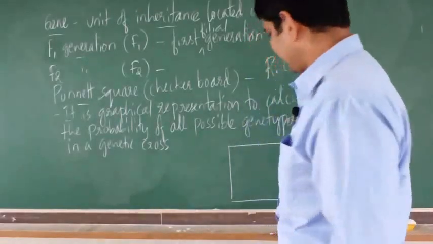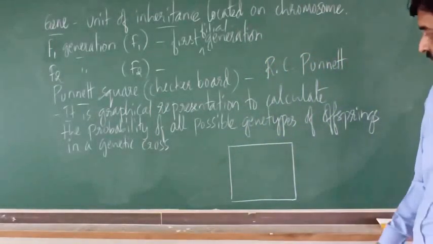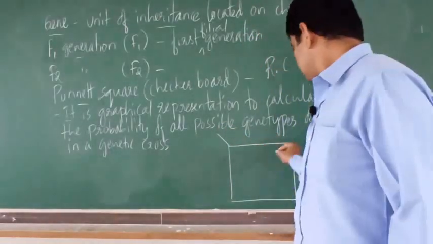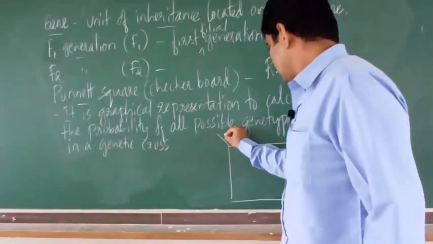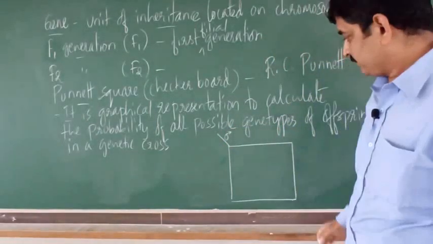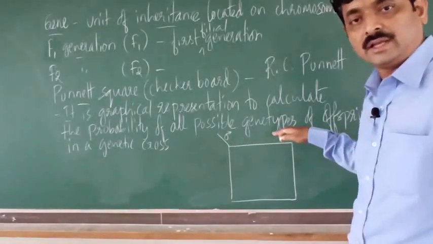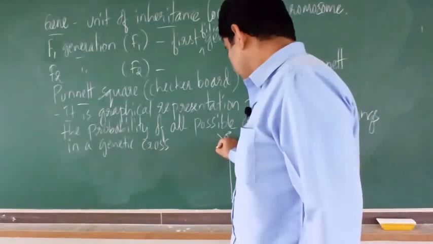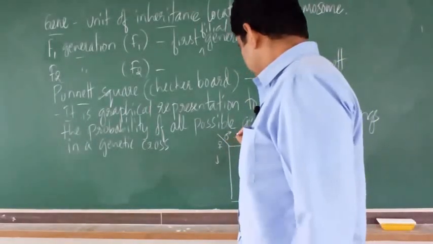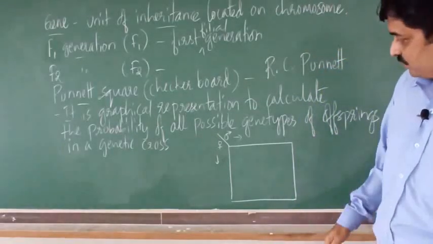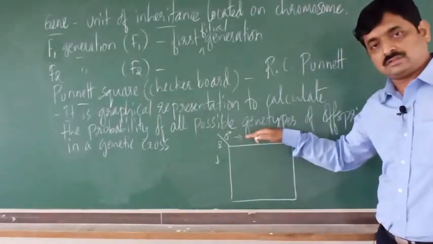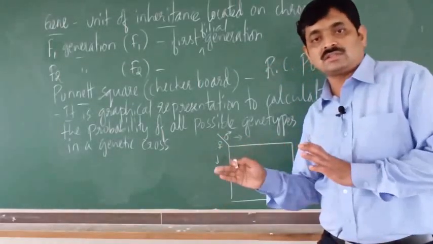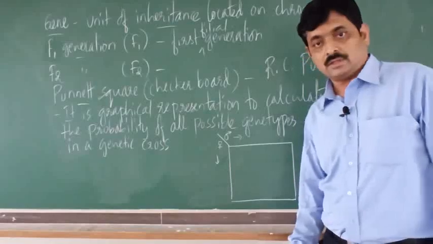The Punnett square is something like this, right? On one side, horizontally, we represent the male gametes, and vertically we represent the female gametes. So male gametes are written horizontally, female gametes are written vertically, on the sides of the Punnett square.